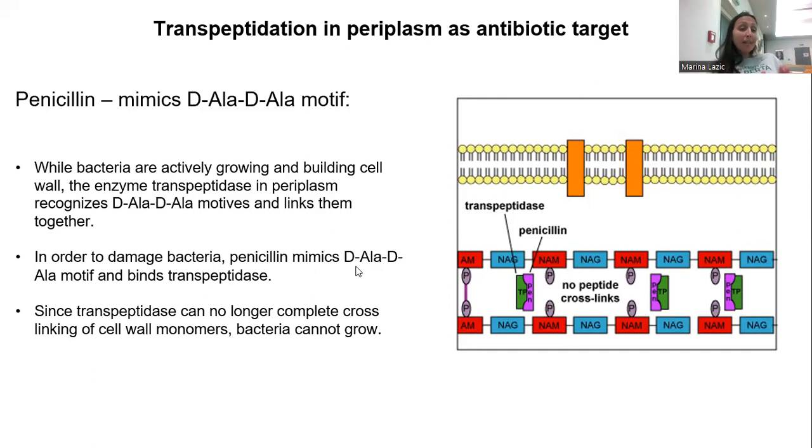So when bacteria are actively growing and building that cell wall, this enzyme transpeptidase will create the bond between diala-diala, making this conserved motif, linking them together. So there is a peptide bond. The way penicillin damages bacteria is that it tricks cells, mimicking the diala-diala motif. Transpeptidase thinks that this is a diala-diala motif, but it's actually penicillin, so it gets damaged and then cannot complete cross-linkage of cell wall monomers, so bacteria cannot grow.